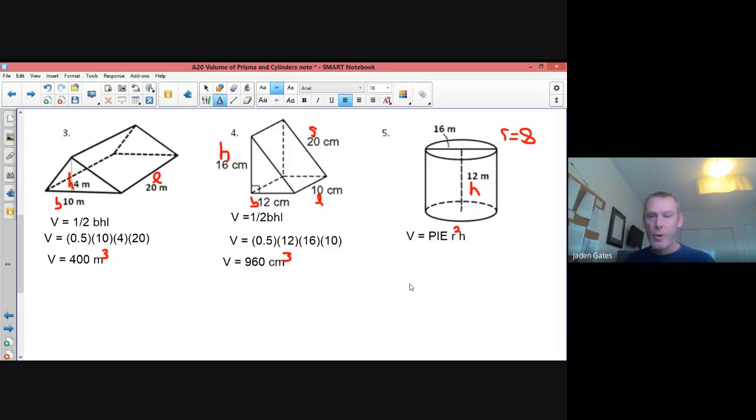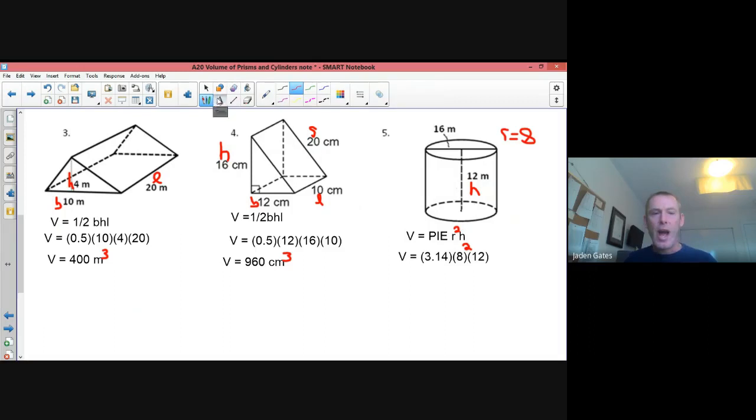All right, so now I'm going to substitute into my equation. All right, and again, pi, I just like putting numbers in. So pi is 3.14. I'm going to make it a 3.14. I got my radius, which is 8. And I'm going to have to square that. And times my height, which is 12. Again, I'm going to make sure I put that little 2 in there because it is squared in this formula.